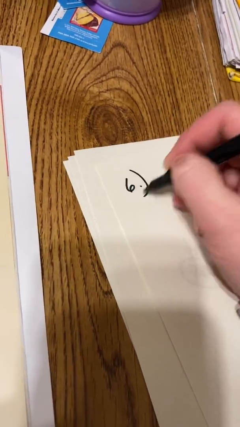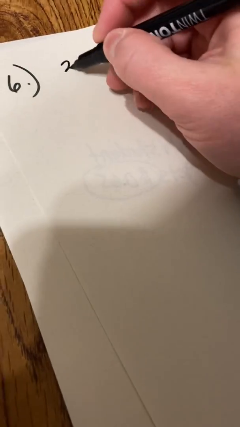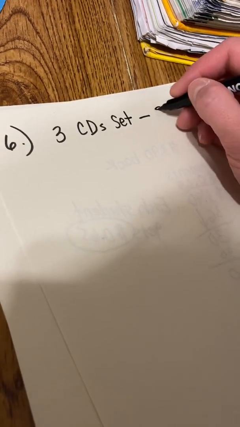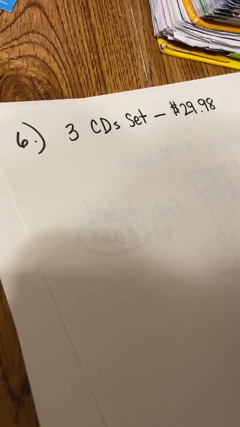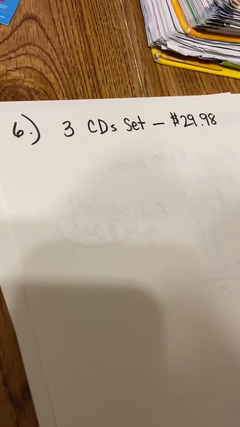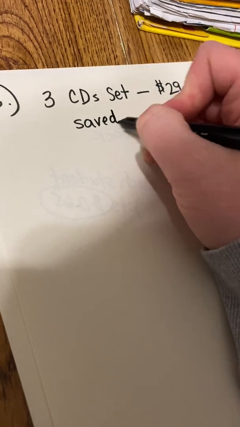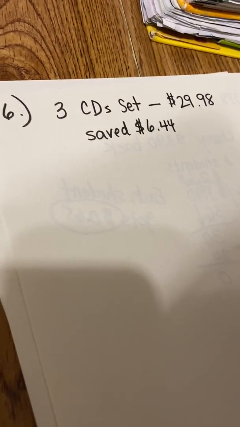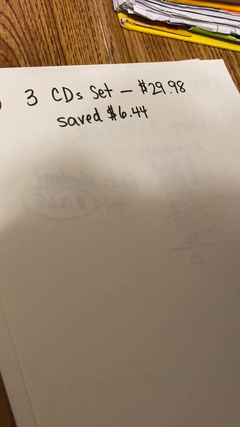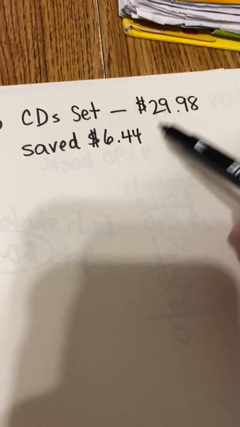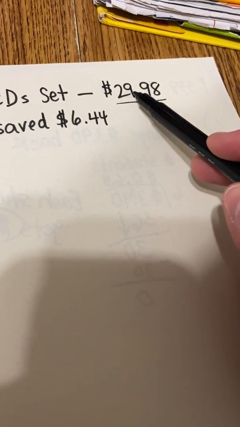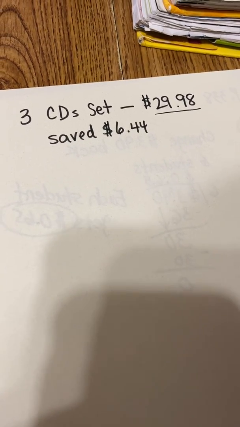Okay. So number 6, Stacy buys 3 CDs, but as a set. And that costs $29.98. She saves $6.44 by buying the set instead of buying the 3 CDs individually. So she saved $6.44. It says if each CD costs the same amount, how much does each of the 3 CDs cost when purchased individually? So what they're asking is, okay, I buy a set for this much. That's awesome. I saved this much money. If I didn't buy them as a set, I would have to add this on top of that, and that's how much it would cost me to buy just the CDs individually, right?